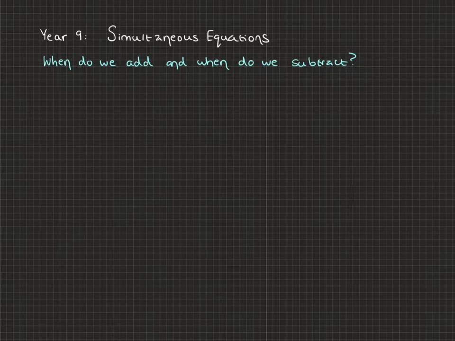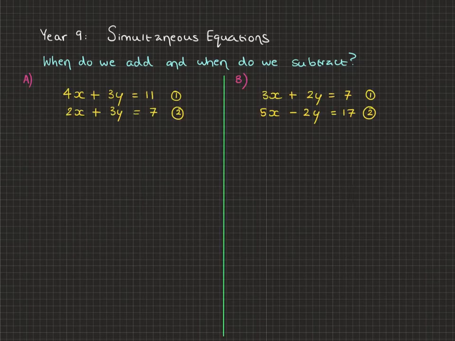So what we're going to start off by doing is looking at two different examples. So we've got two sets of simultaneous equations. Set A, we have 4x plus 3y equals 11 and 2x plus 3y equals 7. Set B, we have 3x plus 2y equals 7 and 5x minus 2y equals 17.